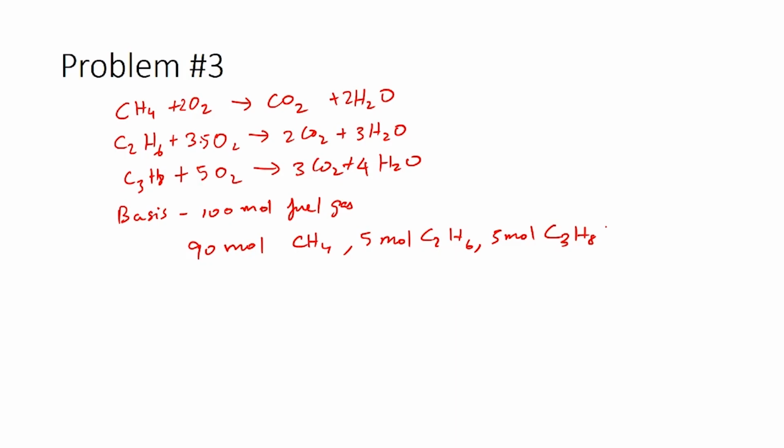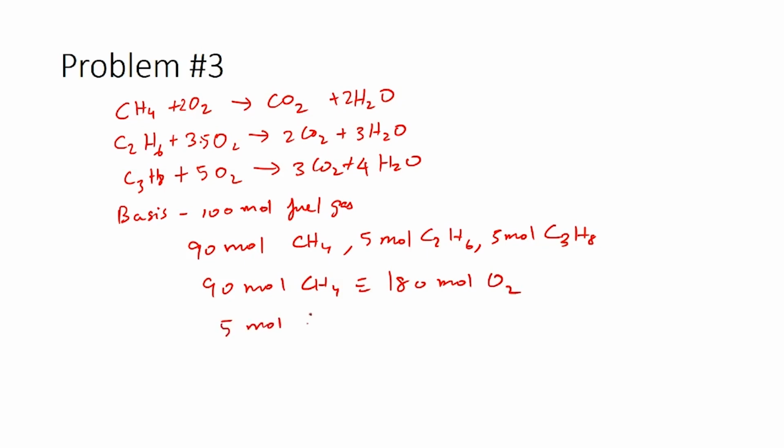We have been told that 25% excess air is supplied. So, for that we need to know how much air is actually required so that we can calculate how much air was actually supplied. We know that 90 moles of methane would require 180 moles of oxygen for complete combustion.